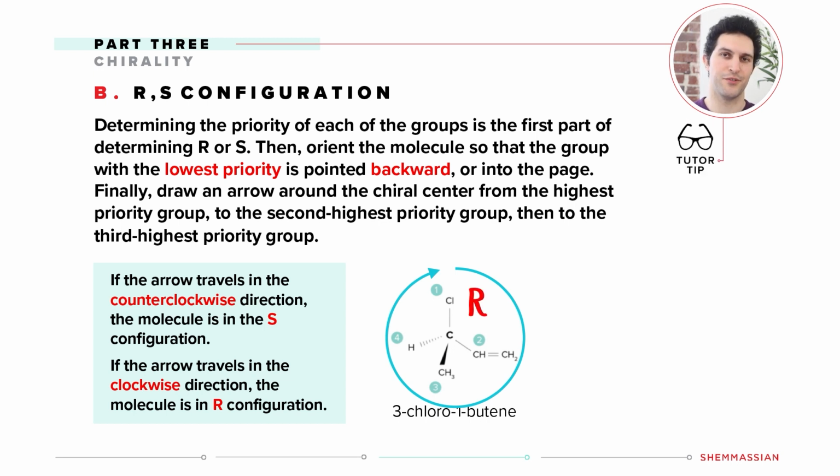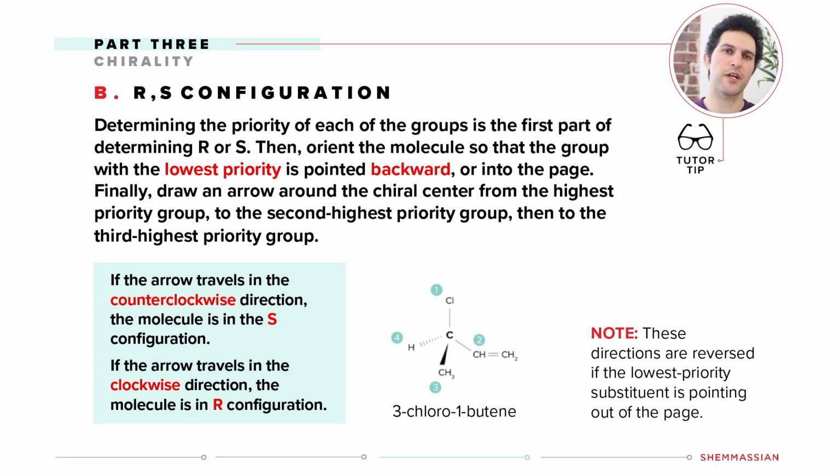Here's another tutor tip. Note that these directions are reversed if the lowest priority substituent is pointing out of the page. In this case, if the arrow travels in the clockwise direction, the chiral center is in S configuration. If the arrow travels in the counterclockwise direction, the chiral center is in R configuration. Be careful not to make an error here, as it is an easy place to lose points on testing.